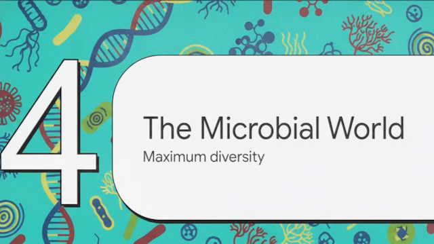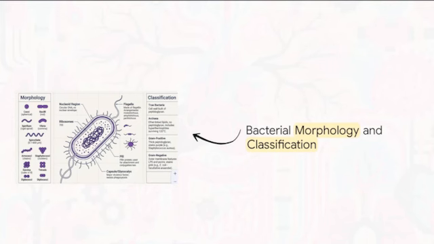Section 4. The microbial world. Speaking of those helpful bacteria in our colon, let's zoom in on the Monera kingdom. Now, these prokaryotic organisms are built completely differently from ourselves. They actually lack a true membrane-bound nucleus. Instead, their DNA is just hanging out in a nucleoid region.